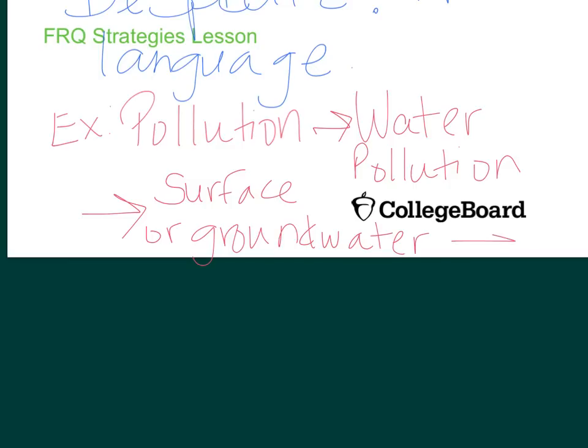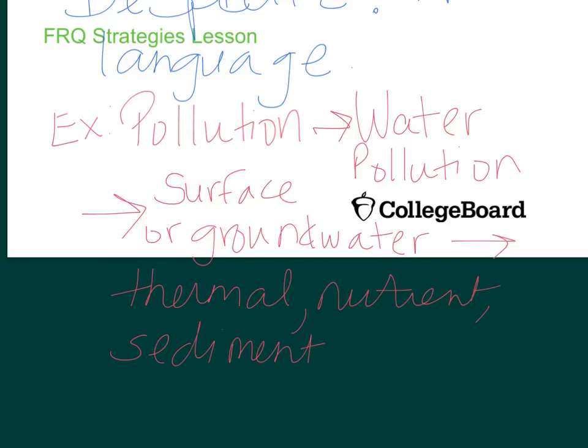What's even better than this one? Well, what's even better than surface or groundwater pollution is to talk about the type of surface or groundwater pollution. So if you can think of one, it's better to throw in something like thermal pollution, or nutrient pollution, which is your phosphates and nitrates, or sediment, depending on what it is. So sediment pollution would be like from some dams and levees. Or maybe even heavy metal pollution, like the pipes in Flint, Michigan. So that was lead.